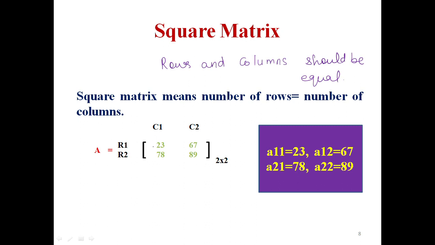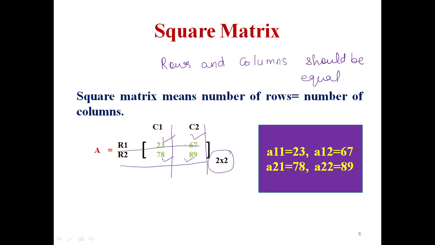So example is, we have given 23, 67 is first row and 78, 89 is the second row. And in column form we can say that C1 is the column first, in which 23 and 78 are the elements, and in column 2 elements are given 67 and 89. So we can say that this is the order of 2 by 2 matrix.